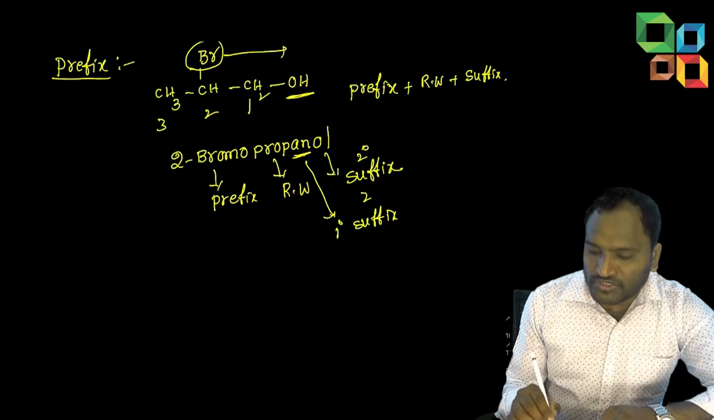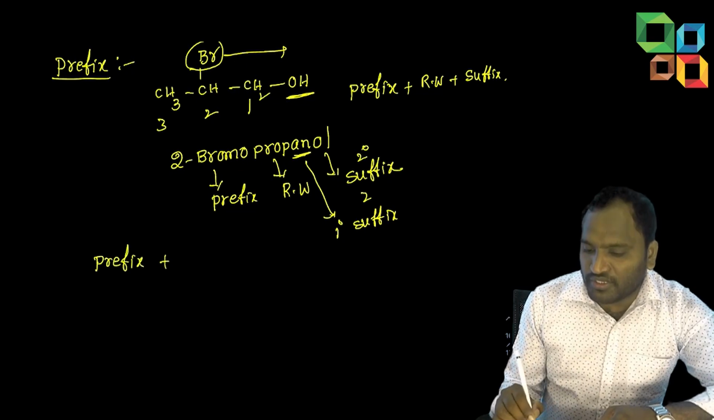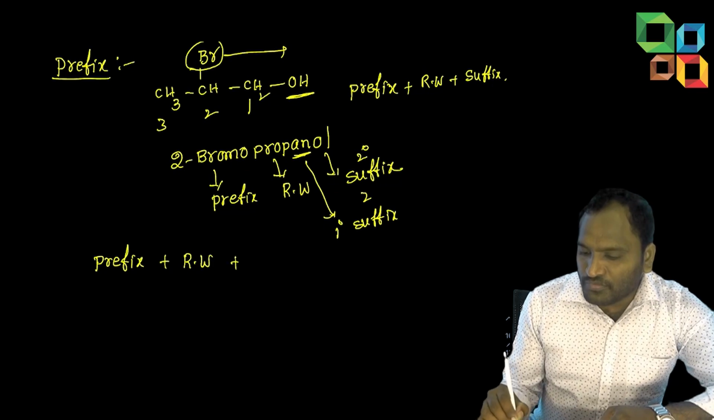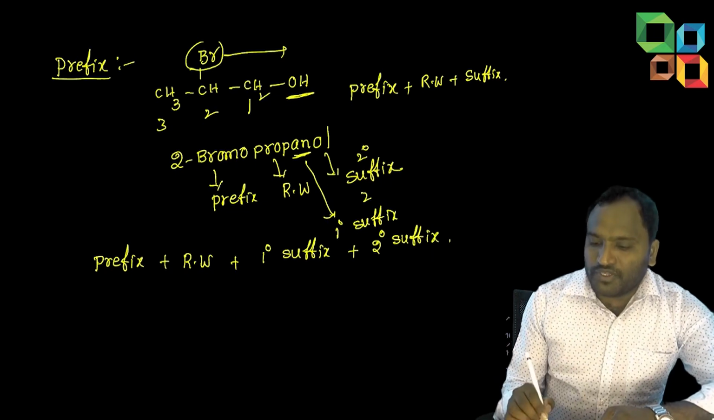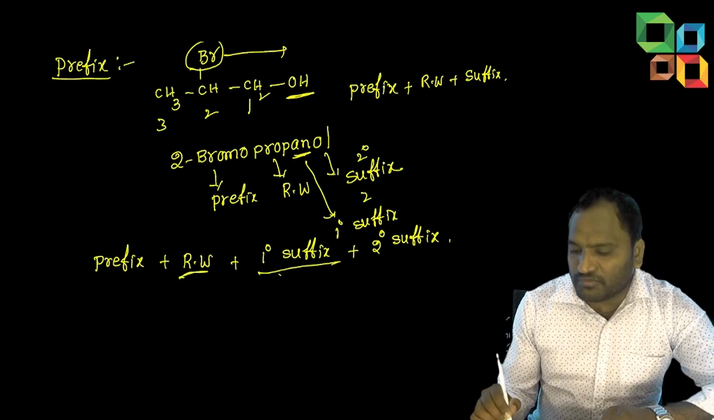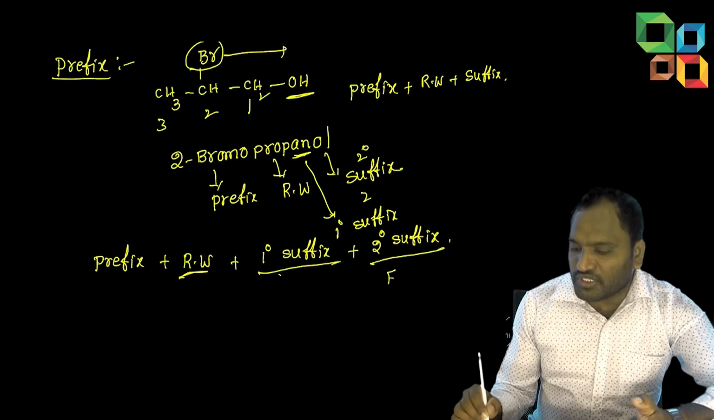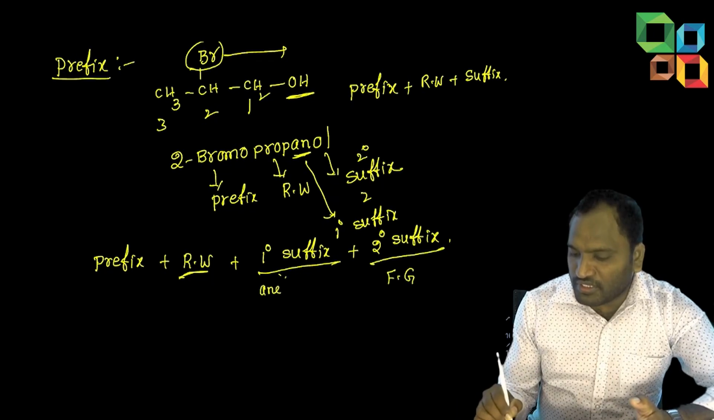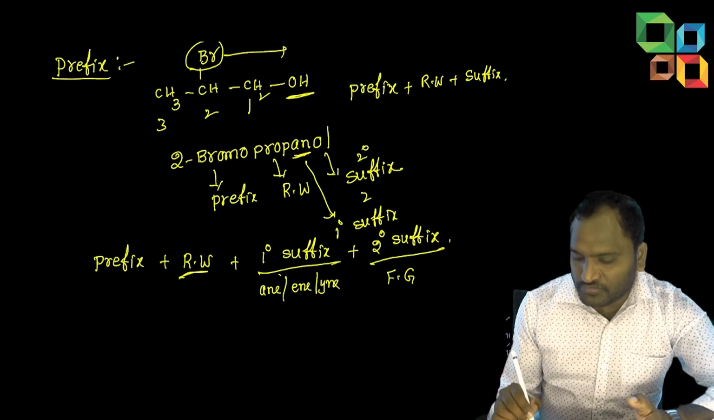So what is the order, students? Prefix plus root word plus primary suffix plus secondary suffix. While writing the names, you automatically will get to know these. Prefix indicates substituent. Root word indicates number of carbon atoms. Primary suffix indicates an, ene, or yne. Secondary suffix indicates functional group. Here an, ene, or yne. Here root word, number of carbon atoms.